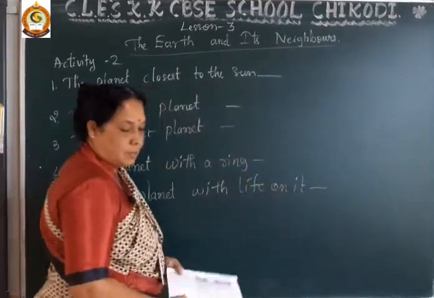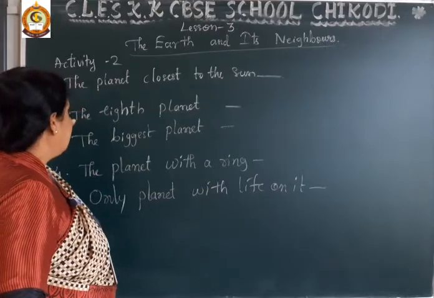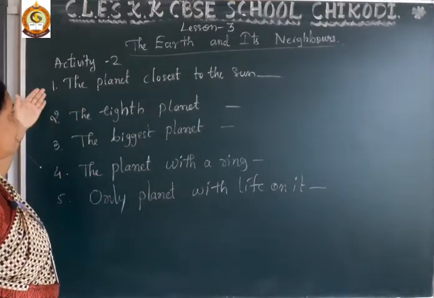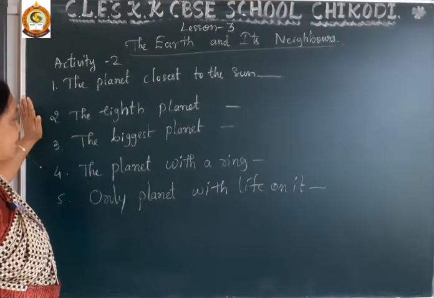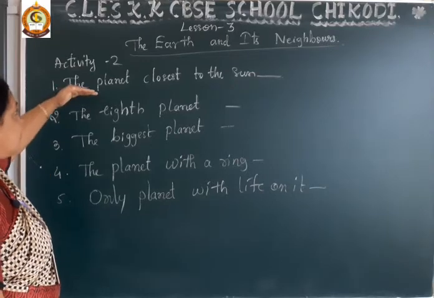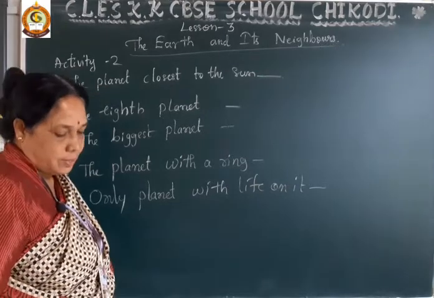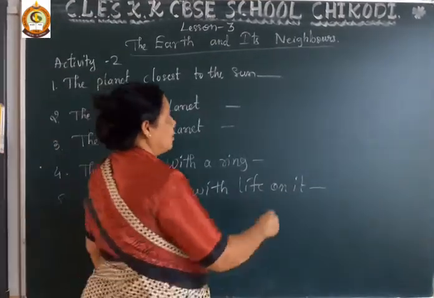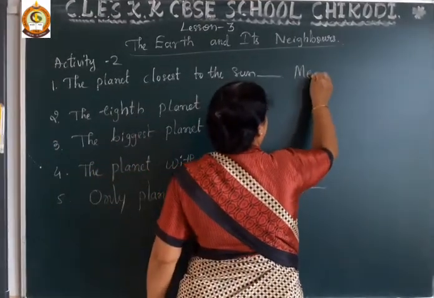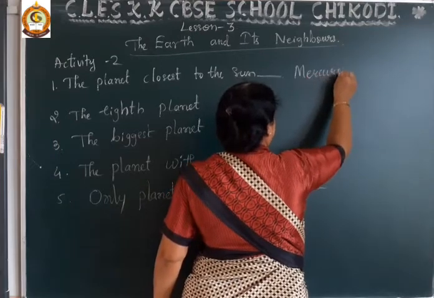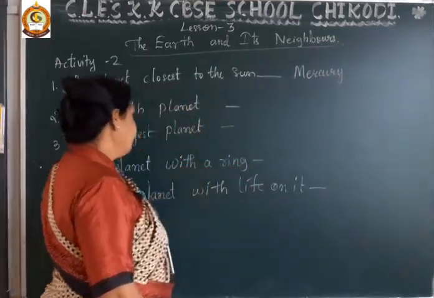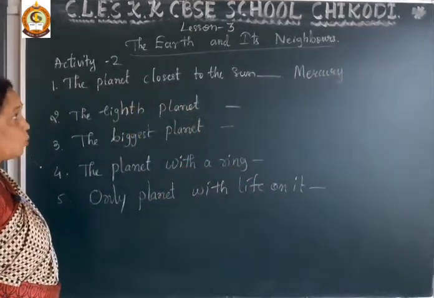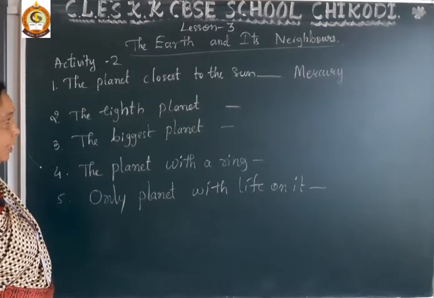Okay, dear students. Yes, this is one activity. You have to refresh your mind by solving these questions. The planet closest to the sun. Which planet is next to the sun? Yes, dear student, this is Mercury. The planet closest to the sun is Mercury.